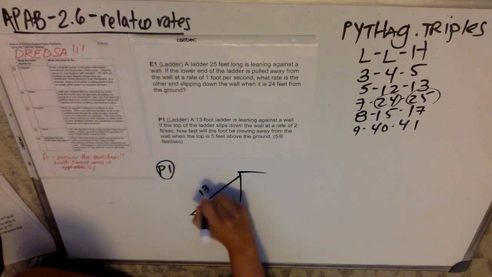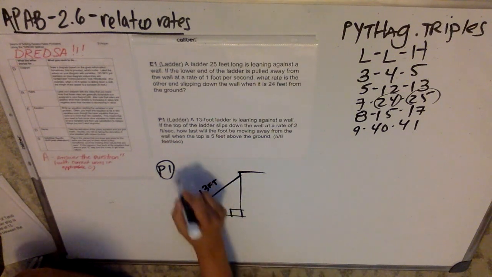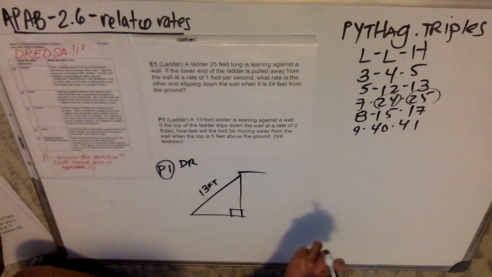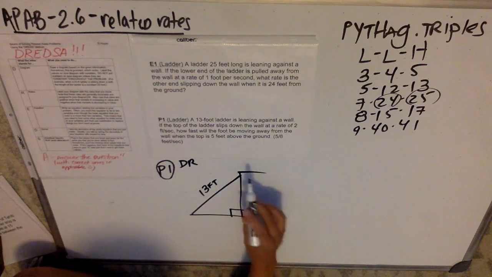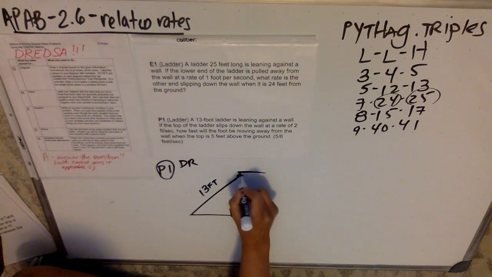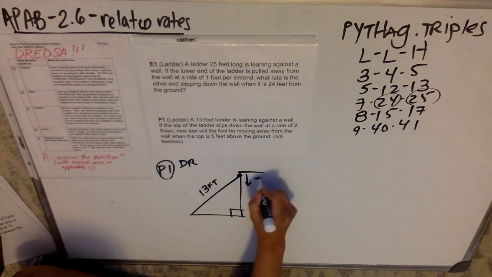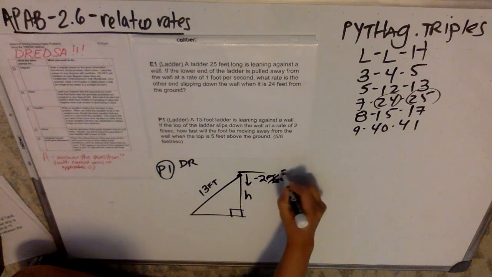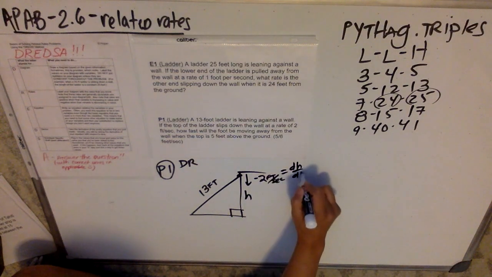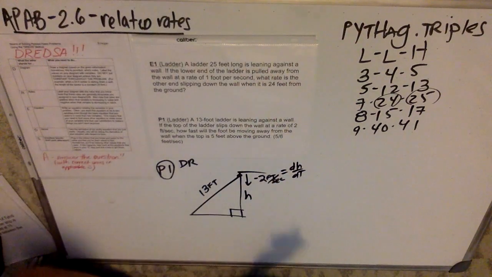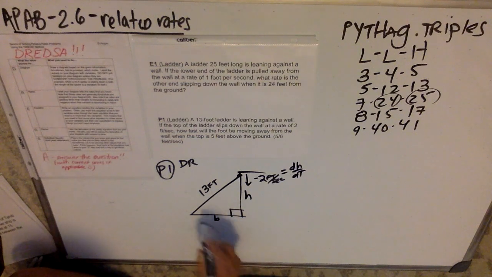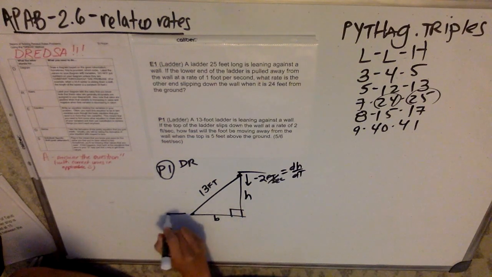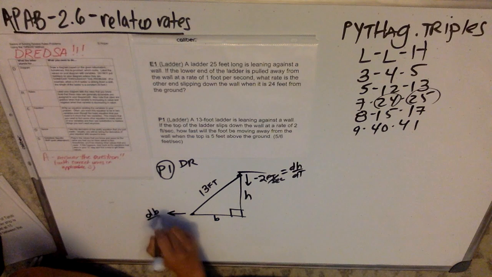I know the ladder is 13 feet, and that's not going to change, right? So I'm doing my diagram and my rates. Other stuff I know: it is sliding down the wall, so this value right here is negative 2 feet per second, the rate at which it's sliding. I'm going to call this H this time, just to make the point that you really can label them however you want, so I'm going to call that dH/dt. And I'll use B for base. As that's sliding down, this is sliding out, so dB/dt.